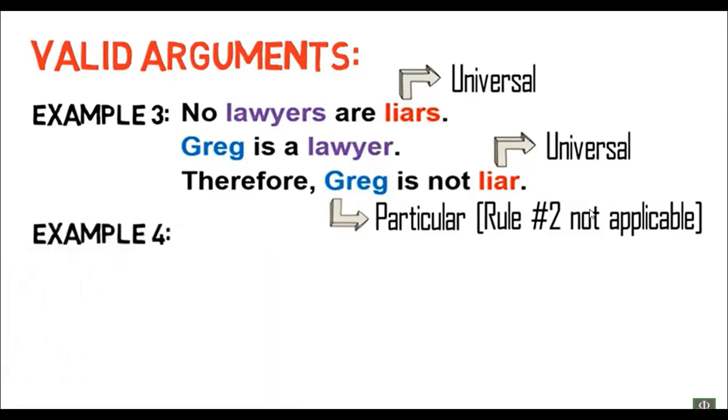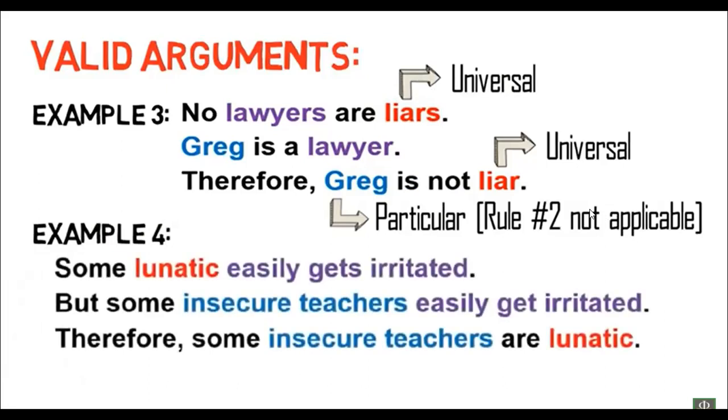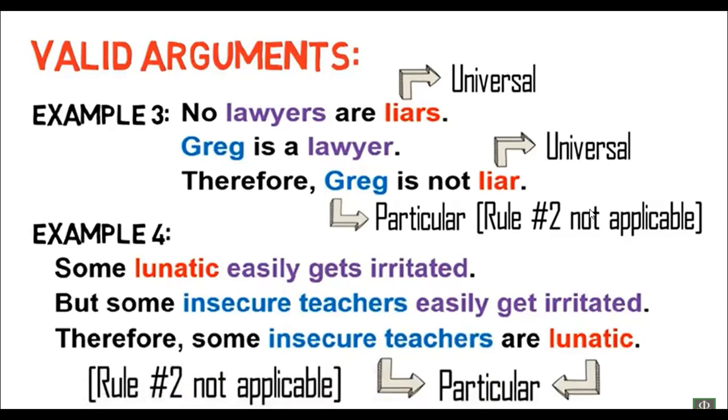Here's another example of a valid argument in the context of rule number 2 of the 8 rules of syllogism. Some lunatic easily gets irritated, but some insecure teachers easily get irritated. Therefore, some insecure teachers are lunatic. Both the minor and major terms in the conclusion of this syllogism are particular. For this reason, rule number 2 is not applicable. Hence, the syllogism is automatically valid in the context of rule number 2 of the 8 rules of syllogism.